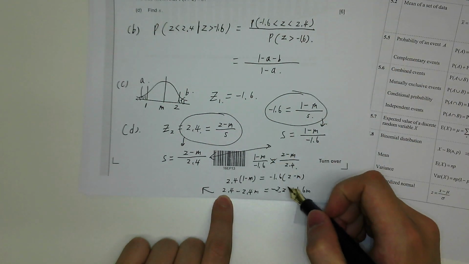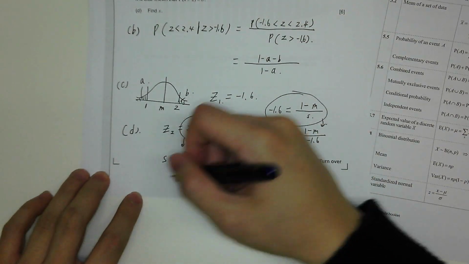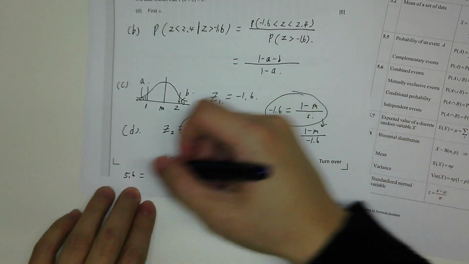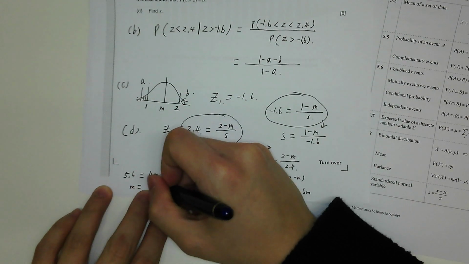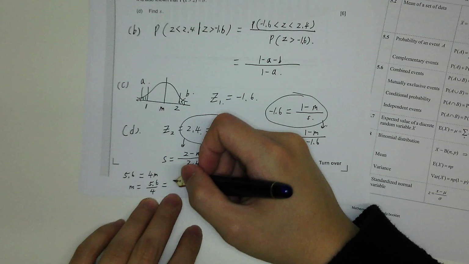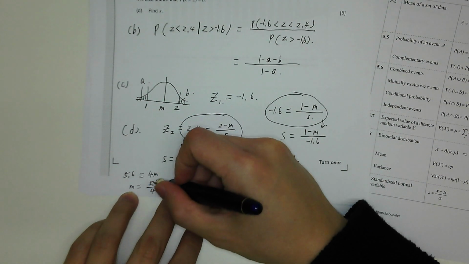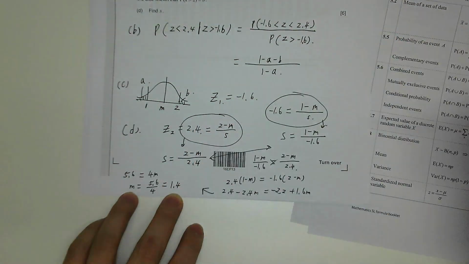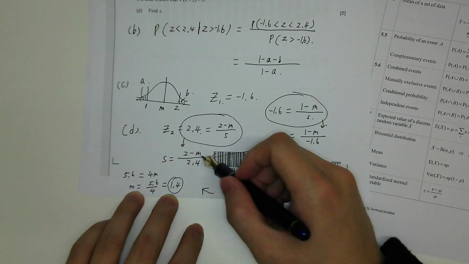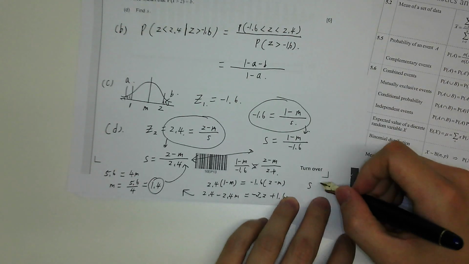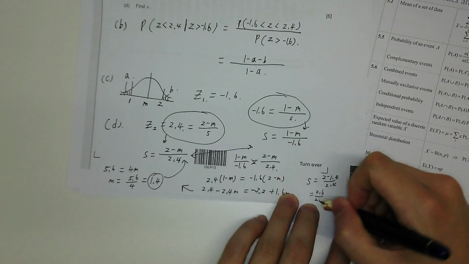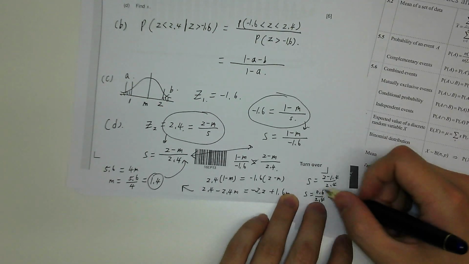So we can move negative 3.2 to the left hand side. So that means 2.4 plus 3.2, 5.6 equals 1.6m plus 2.4m. So that's 4m. So m equals 5.6 divided by 4. So that is 1.4. So if m is 1.4, then we can sub it back to either one of the formulas here. So s equals (2 minus 1.4) divided by 2.4. So 0.6 divided by 2.4. So it's 1/4. So that's the answer. S equals 1/4.